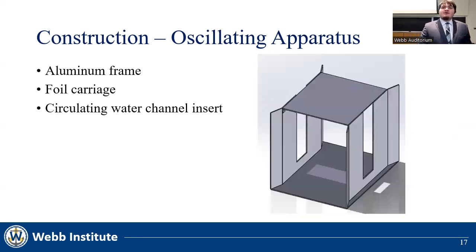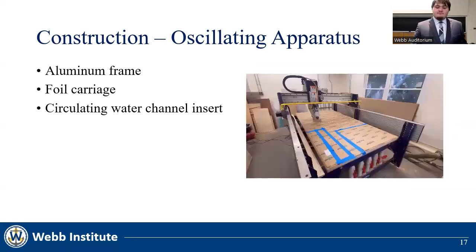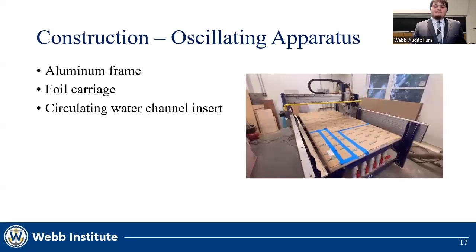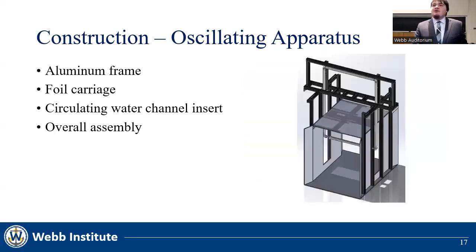Finally, the circulating water channel insert was created out of plexiglass. This was designed to direct flow over the submerged portions of the aluminum frame and ensure smooth, even flow over the foil itself. Here's a little video of our plexiglass panels being cut on Webb's ShopBot. And here is a model of the overall assembly.